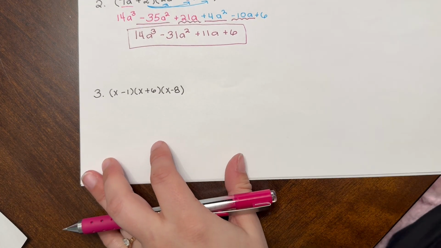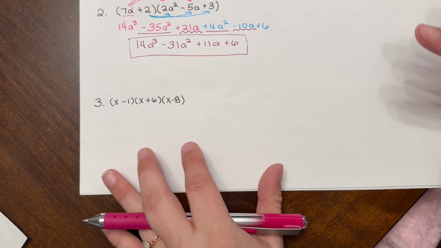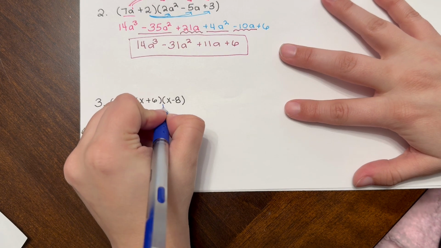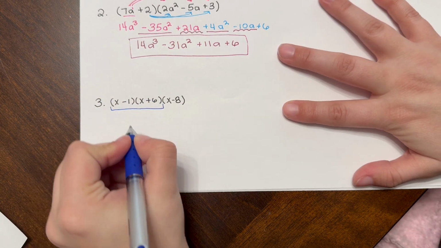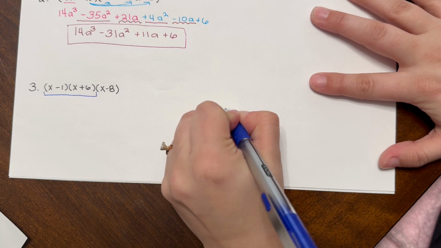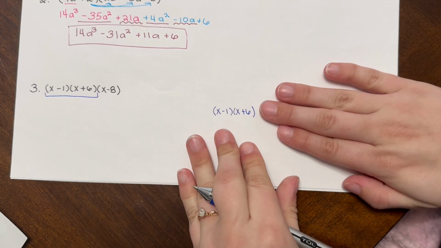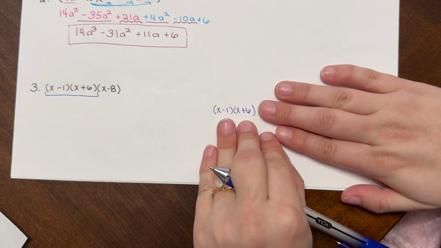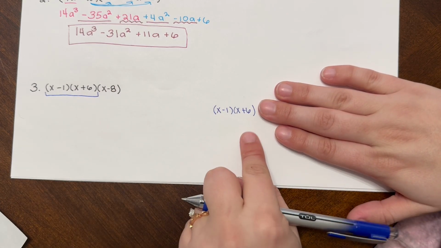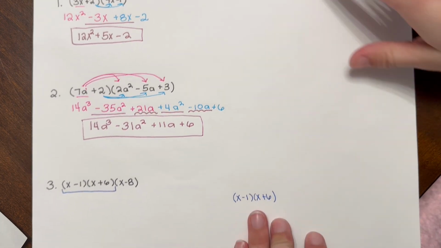All right, last problem. We actually have 3 binomials here, so I'm going to break this up a little. We'll start by looking at this. Actually, I'm going to write it off to the side so that we can really see what we're doing: x minus 1 times x plus 6. We're just going to start by taking these 2 binomials and multiplying them, and then we'll worry about that x minus 8. For this, we're going to follow the same exact steps that we did in number 1.